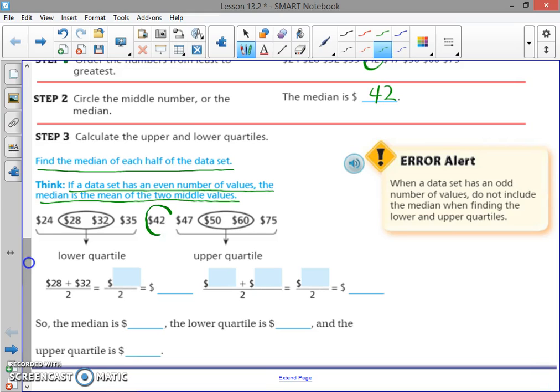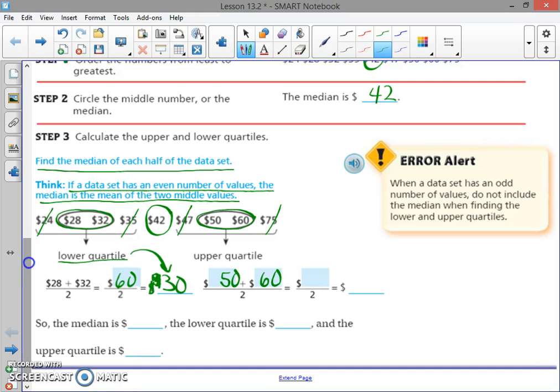So remember, 42 was our median of the whole set. To find the lower quartile, we have to find the median of the lower half of the set of data. So we have 28 and 32, and we all know that the middle of 28 and 32 is 30. Or you could add them up and get 60, divide by 2, and get 30. So the lower quartile is $30. Whoops, they have that right here. Sorry about that. For the upper quartile, left, right, we're left with two middles. Well, we know between 50 and 60 is 55.